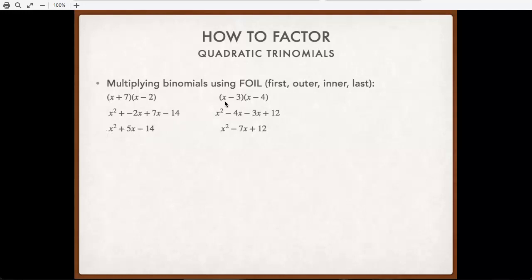With this one here, first, x times x gives us x squared. Outer, x times negative 4 gives us negative 4x. Negative 3 times x, inner, gives us negative 3x. And last, negative 3 times negative 4 gives us positive 12.